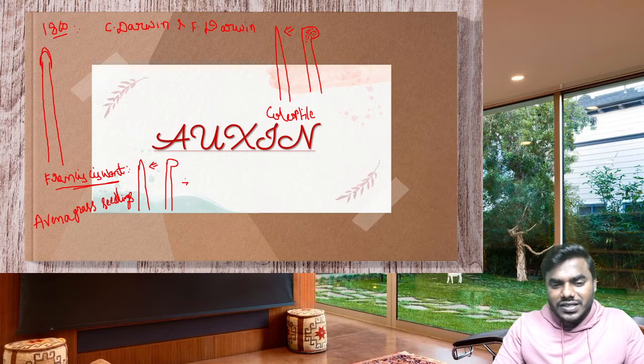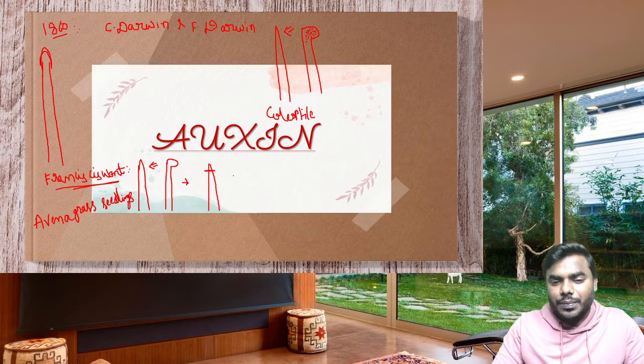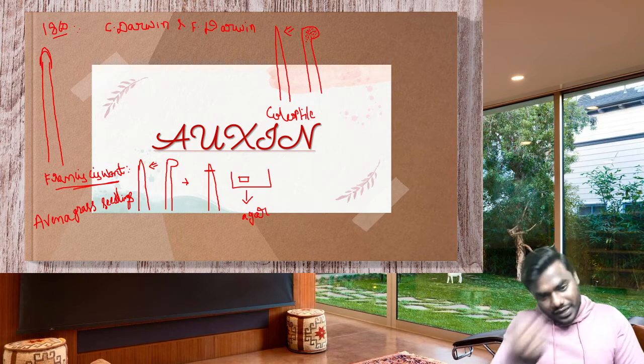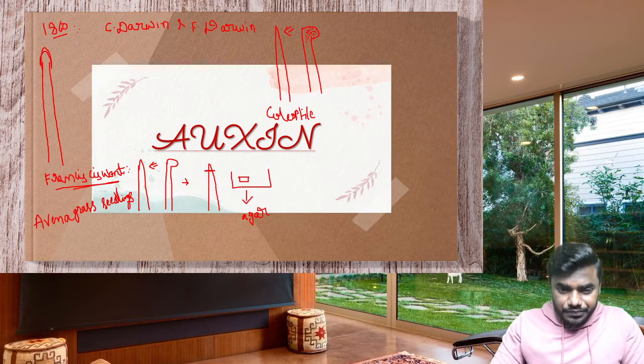Once again, he took the coleoptile. This time, he cut the tip. See, look into this. He just cut the tip. Whatever tip he cut, he kept it in the agar solution. We all know that if you keep something in agar, it will start diffusing immediately. We all commonly know about it.